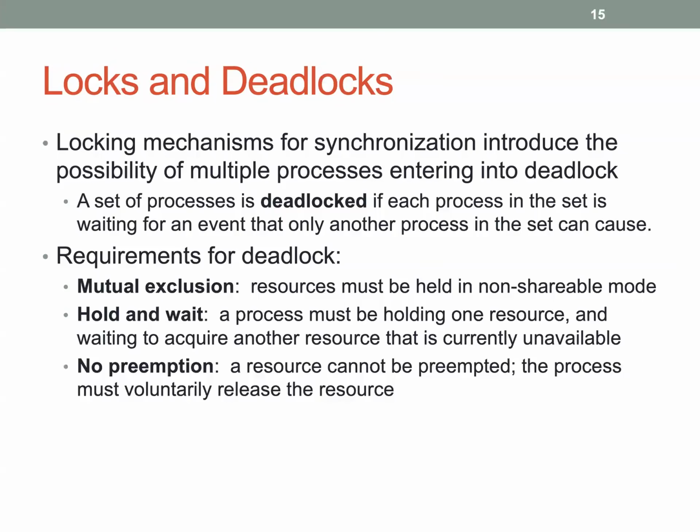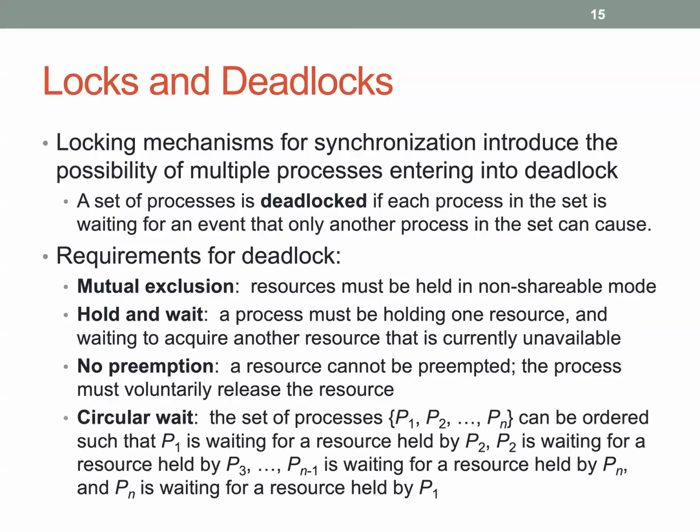No preemption. A resource cannot be preempted. The process must voluntarily release the resource. What we mean by this is if a process is holding locks on resources and that's hindering another process who wants one of those resources, the first process can't be forced to relinquish its locks. That's what we mean by no preemption.